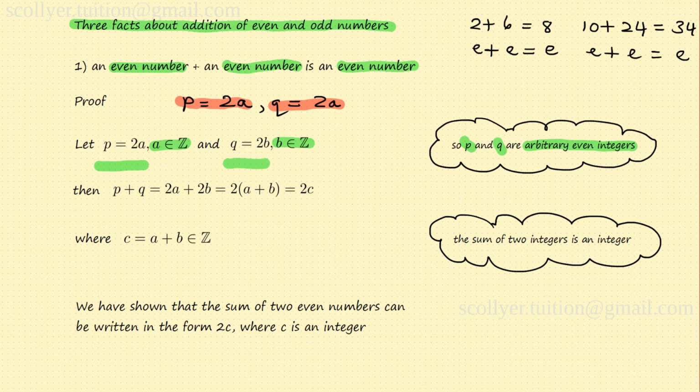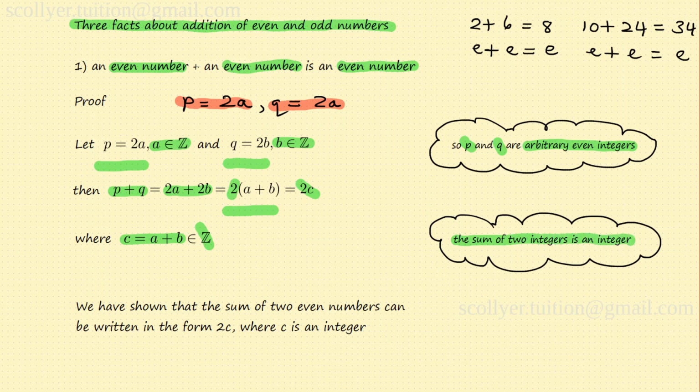So now we can add p and q, which becomes 2a plus 2b, and here follows the key point. We can factor out 2 to the front to produce 2 times (a plus b), which we can write in the form 2 times c. And what is c? Well, c equals a plus b. But a plus b must be an integer. It must be in the set Z, because the sum of 2 integers is an integer.